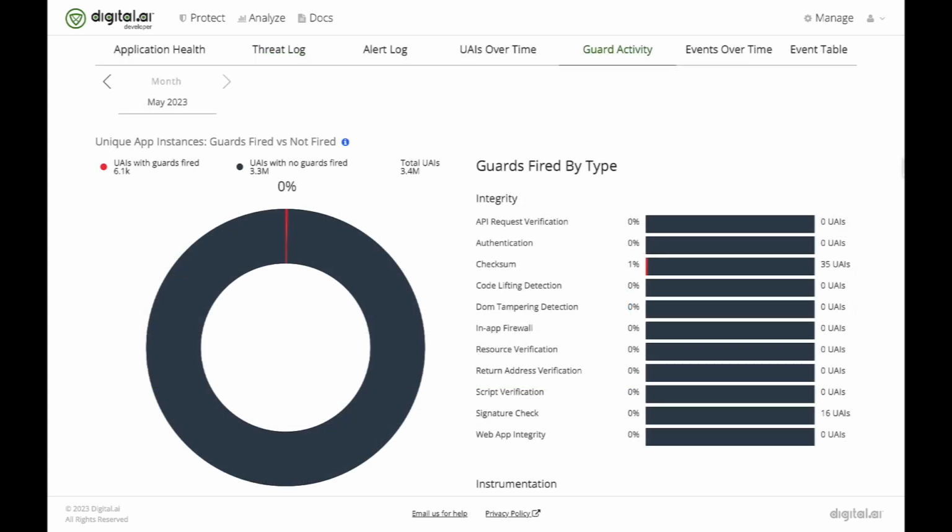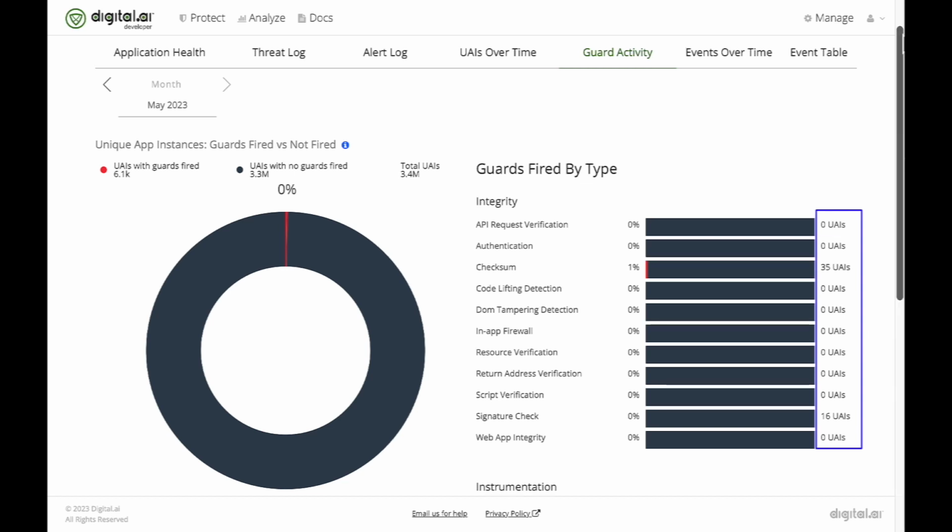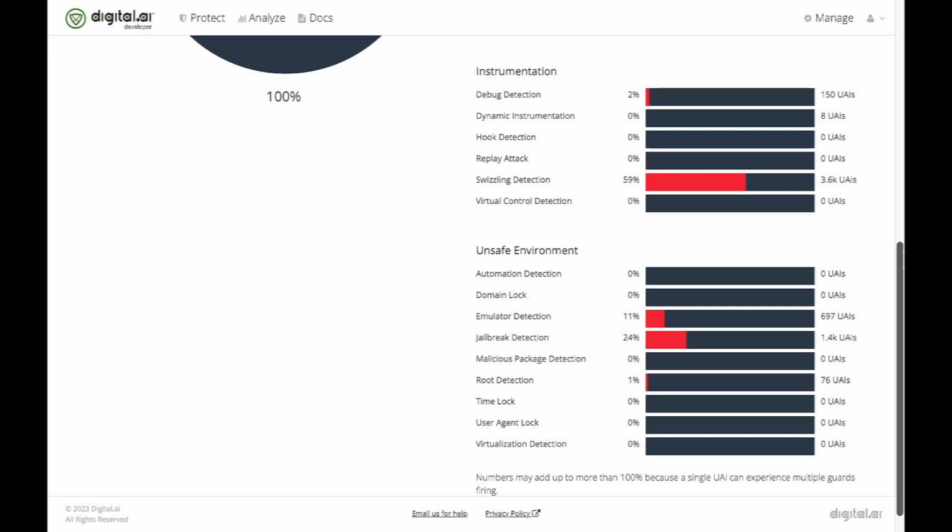Finally, I'll look at which detections have been productive this month. 6,000 unique application instances detected threats. Against 3.4 million instances, that may not look too bad, but it only takes one successful attack to do major damage. The integrity detections indicate where the application has been modified in various ways. Light activity here. Looking at instrumentation detections, over half the detections were swizzling. Swizzling allows the hostile actor to change the behavior of a method by replacing its implementation with a new one. The unsafe environment detection in the lower section shows percentages that confirm swizzling, as the hostile environments allow it.